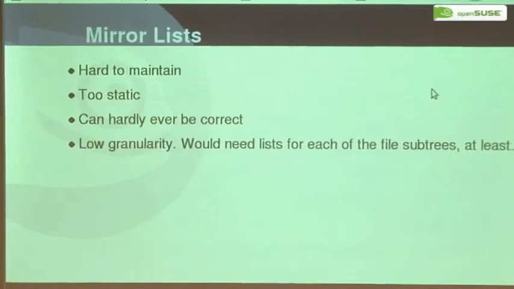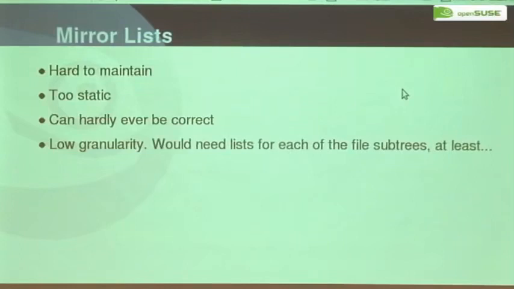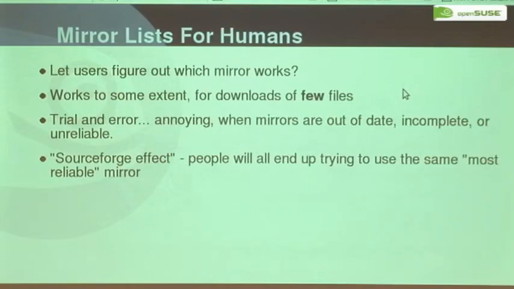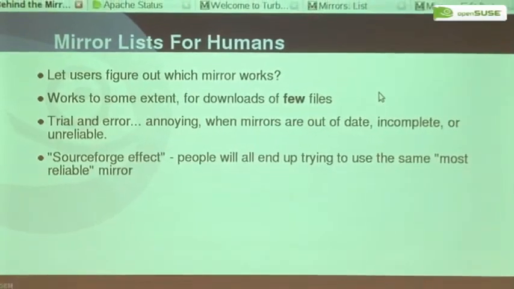One thing would be maintaining mirror lists and trying to keep them up to date, but that's extremely hard to maintain. They are too static and they are never ever correct. So mirror lists would work to some extent for human users, because if a human user downloads some ISO images, then that's maybe 2 or 5 files. Then it's possible for the user, or feasible for him, to try 2 or 3 mirrors and then find out which one works for him. But it's still annoying. The mirrors are out of date, which they are.